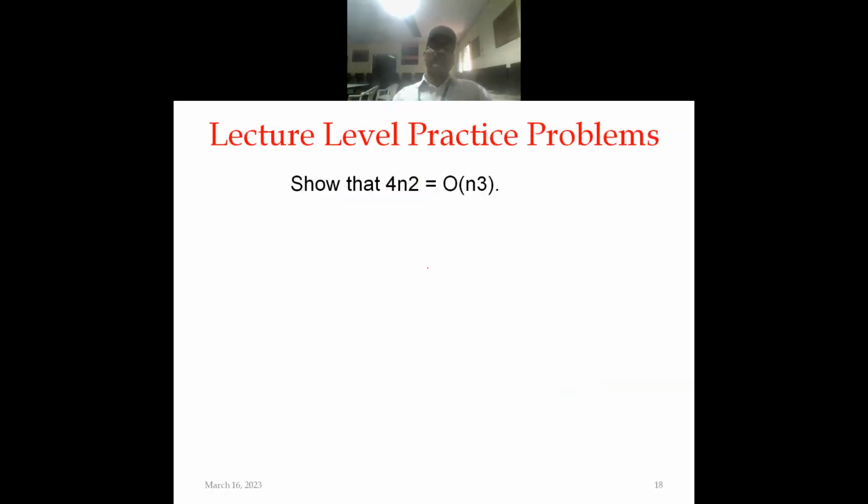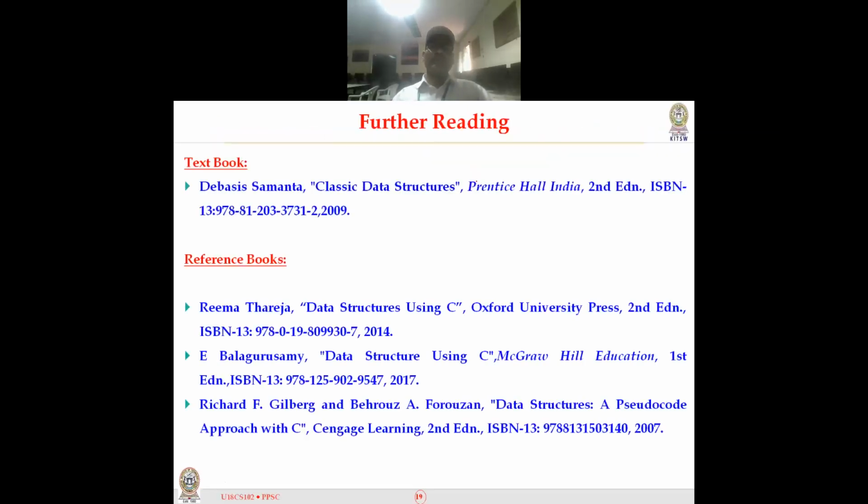So this is a lecture level practice problem. Show that 4 into n square is equal to order of n cube. Fine. So try to solve this problem. Coming to further readings, you can refer to Classic Data Structures by Samanta for further reference.